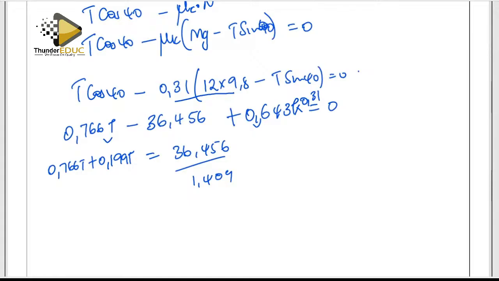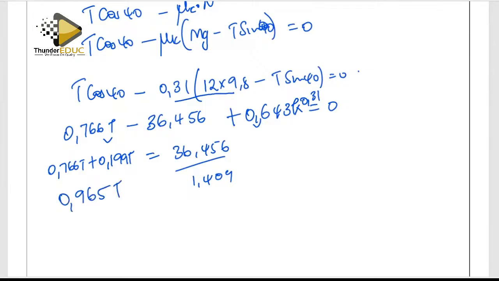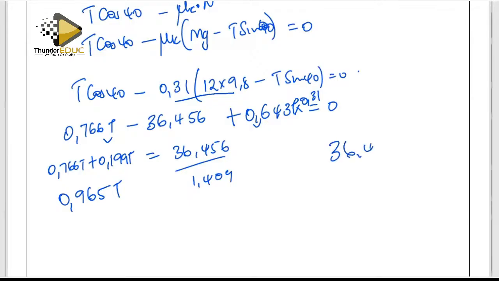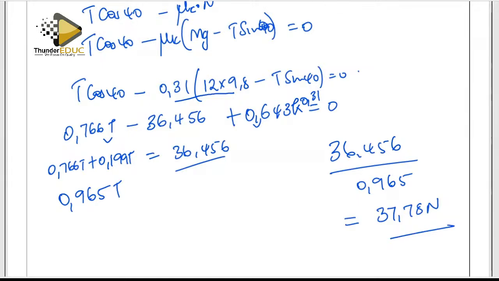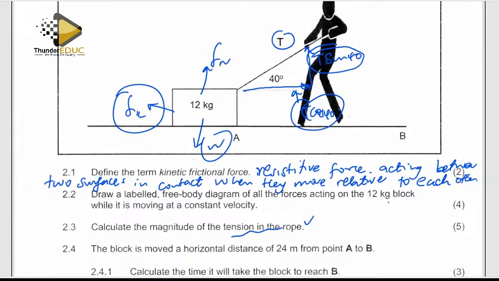We're gonna have 0.766 plus 0.199, which is 0.965t. So instead of dividing both sides by 1.4, we're just gonna divide 36.456 by 0.965, and this gives me an answer of 37.78 newtons. Okay, so that is what we had to do for the tension.